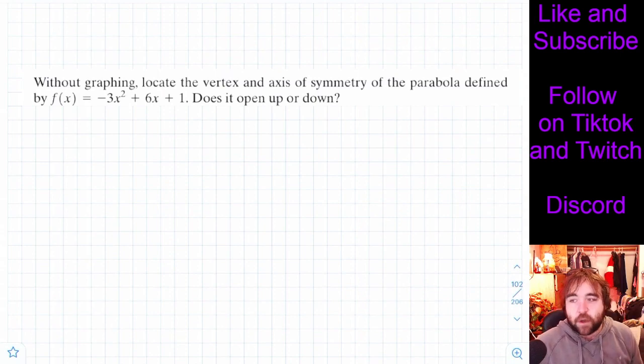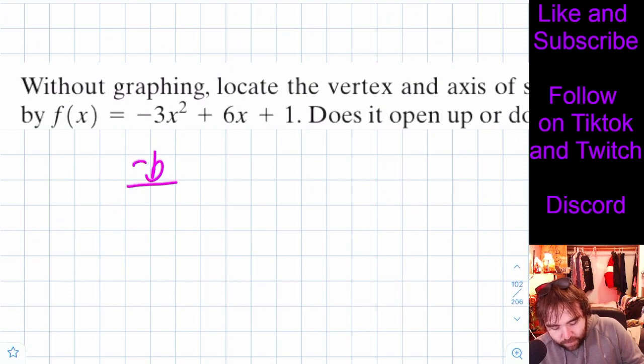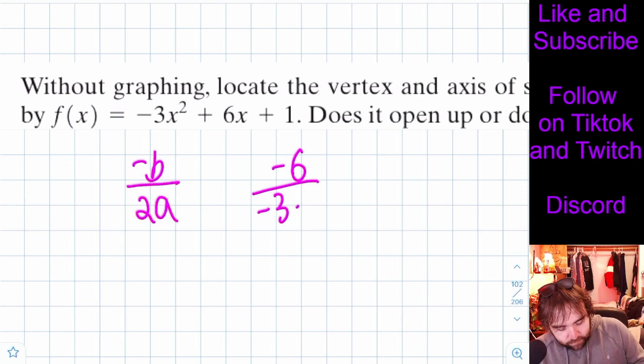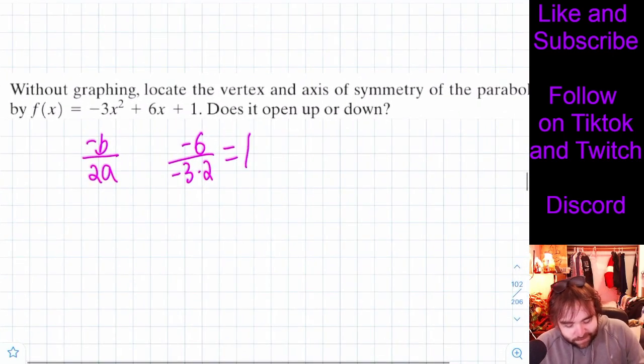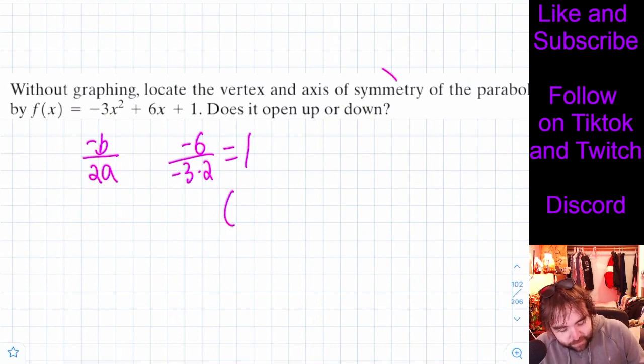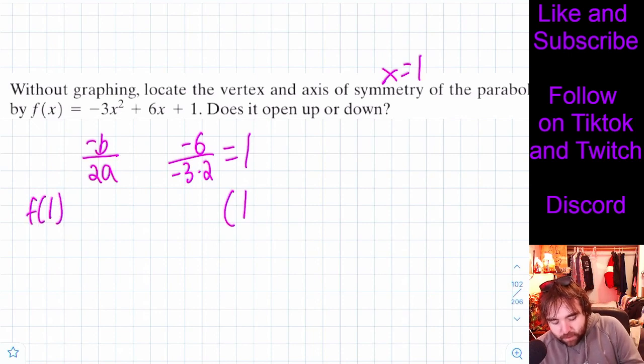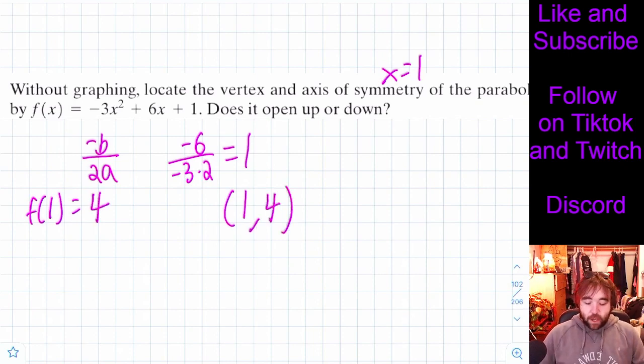Without graphing, locate the vertex. So we'll use what we just said. Negative b over 2a. So in this case, negative 6 over negative 3 times 2, which is just 1. So the x-coordinate of the vertex is 1. We'd say the line of symmetry is x equals 1. And now we just need to find f of 1 to find the y-coordinate of the vertex. So what is that going to be? Negative 3 plus 6 is positive 3 plus 1 is positive 4. So the vertex is 1, 4.